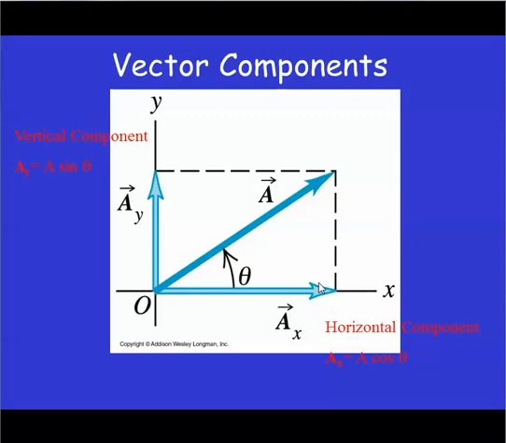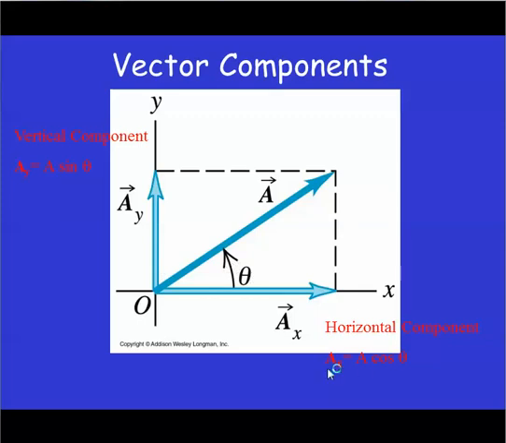And using trigonometry, the length of the x component here, A sub x, that's called the x component, is A, the length of the vector, times the cosine of this angle. And A sub y is A times the sine of theta.